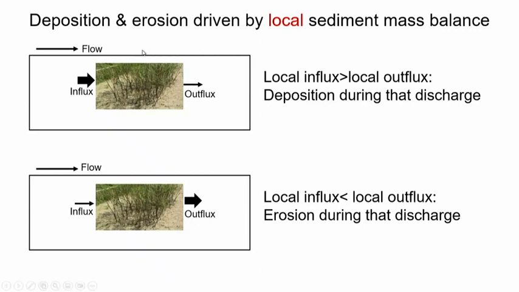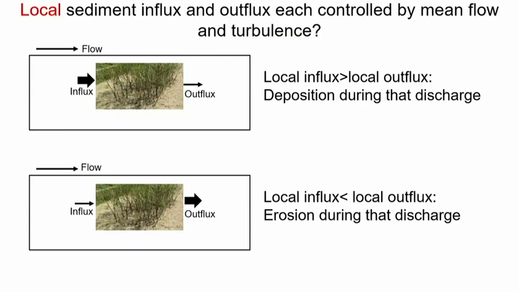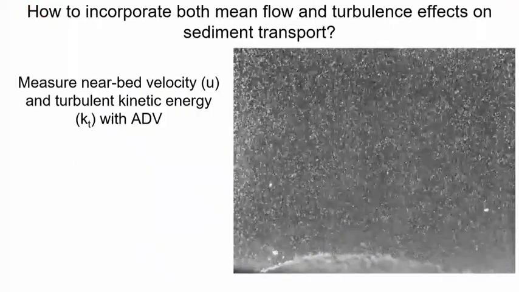So here's our vegetation patch. We have an influx and an outflux into that vegetation patch. So when that local influx is greater than the local outflux, we expect deposition. And when the local influx is less than the local outflux, we expect erosion. But both the local influx and the local outflux are going to be controlled by the flow hydraulics. And we just said we have these competing effects of vegetation decreasing mean velocity but likely increasing turbulence. So how do we include both of these when evaluating if there's deposition and erosion in a patch?